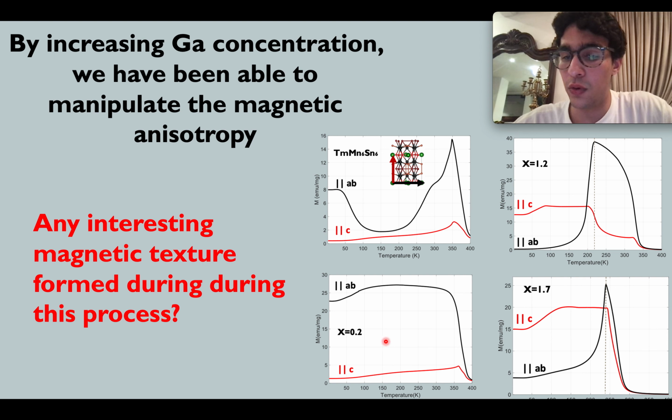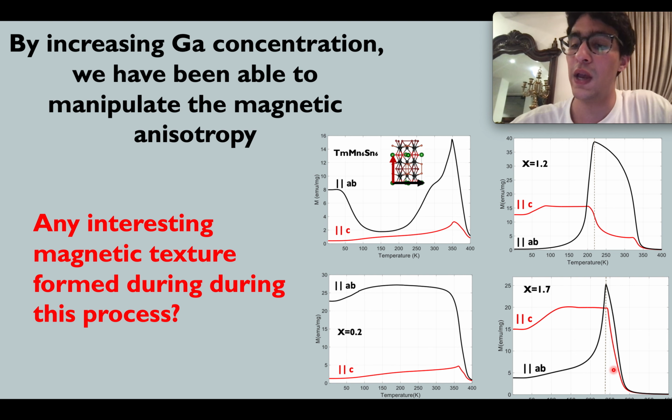With minimal gallium doping of x equals 0.2, we've drastically changed the trend, but the black line is still above the red line within the whole temperature range. However, now that we increase gallium doping to x equals 1.2, we see that there is a crossover temperature at which the red line is now above the black one. The same is seen for the x equals 1.7 composition, except now the temperature at which this occurs is greater. Such behavior is an indication of the spins reorienting from the AB plane to the z-axis.